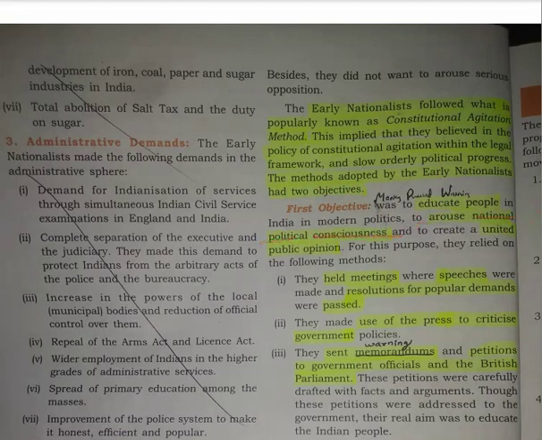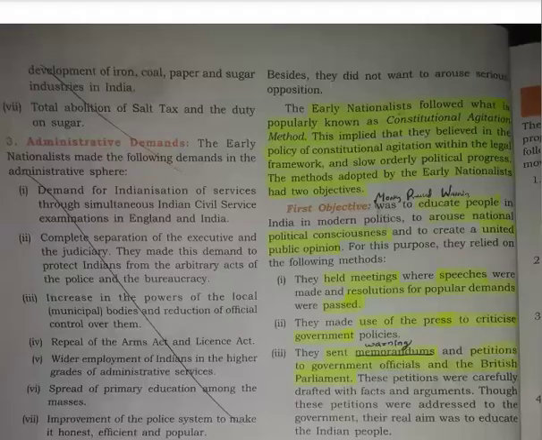Basically, to provide Indian people information about the political affairs going on at that moment, like we have news going on right now. Even then, the early nationalists were trying to do this for the people, and then to create a united public opinion.